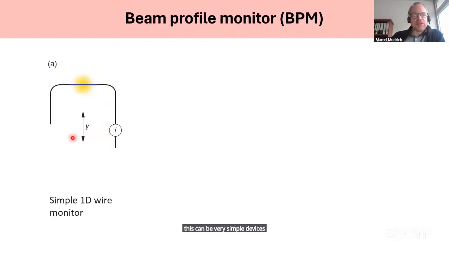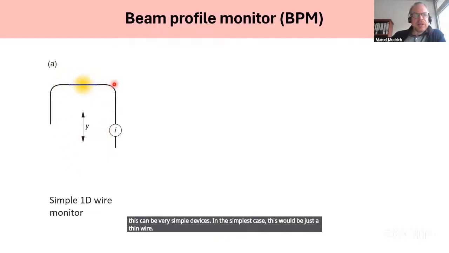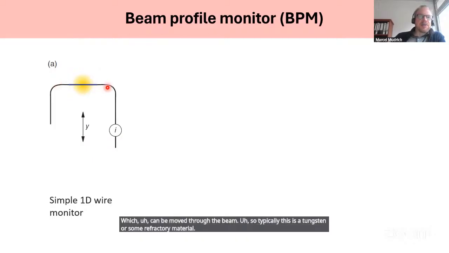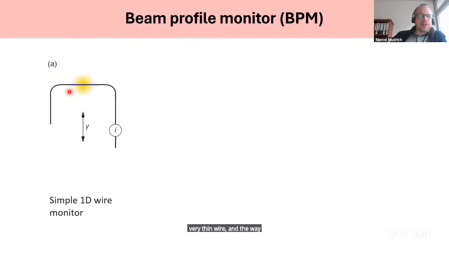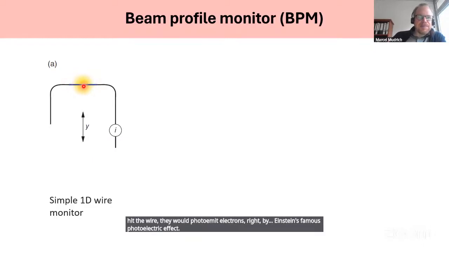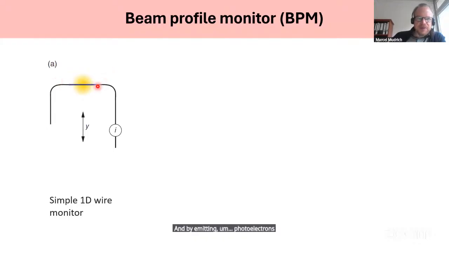In the simplest case, this would be just a thin wire, which can be moved through the beam. So typically this is a tungsten or some refractory material, very thin wire. And the way it works is that when the X-rays hit the wire, they would photoemit electrons, right, by Einstein's famous photoelectric effect. And by emitting photoelectrons out of the surface, basically the wire charges up positively because electrons are negative, they go away. What's left behind is positive charges.